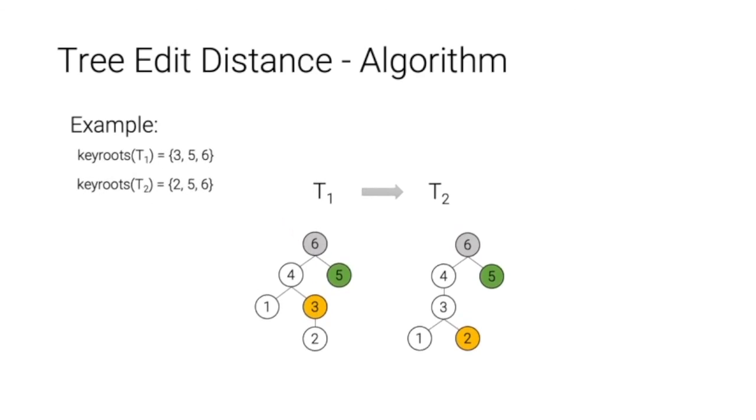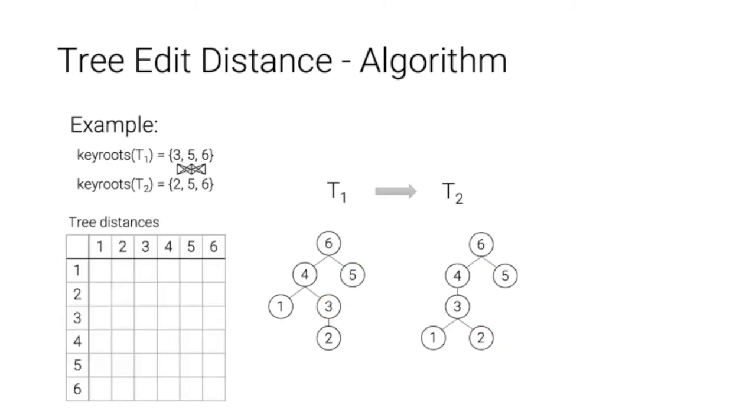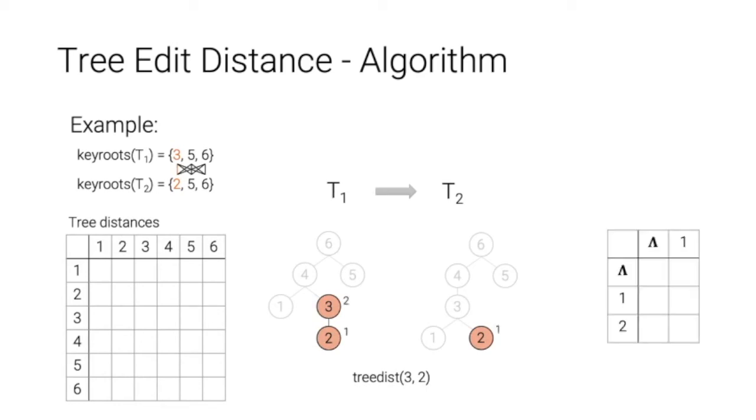For each possible combination of these nodes we now have to calculate the tree distance. We save the tree distances in a table so we can recall them later. The first combination would be the tree rooted at node 3 compared to the tree rooted at node 2. First of all, we number the nodes and create the dynamic programming table. Then we initialize the table by the distance between an empty tree and the node 1 of tree 2. For this we need to do an insertion, which costs 1.